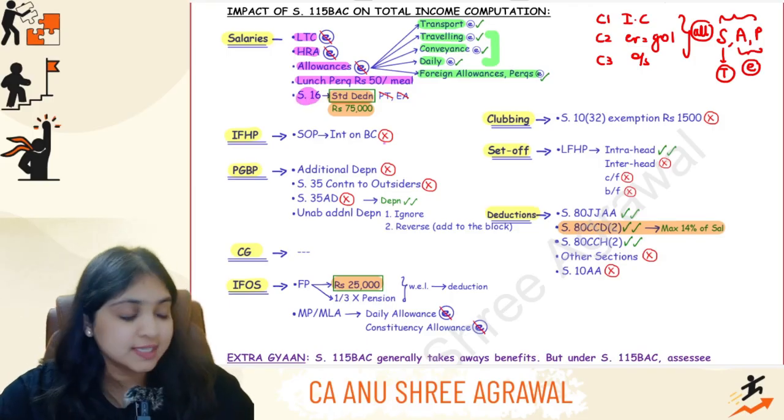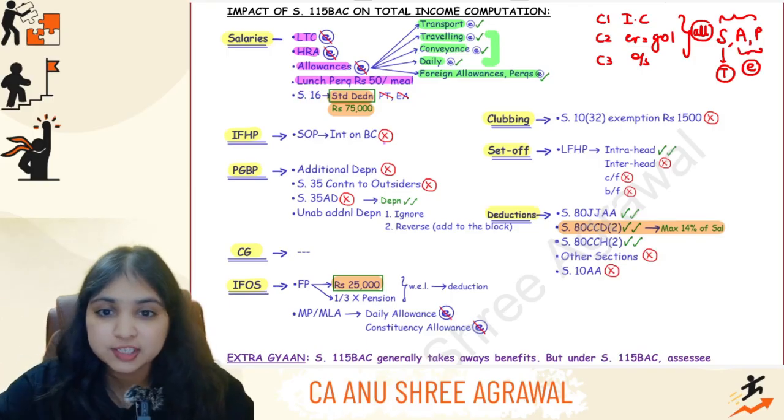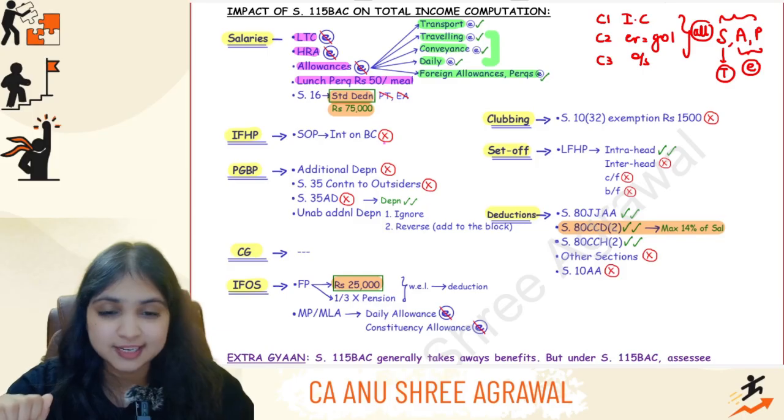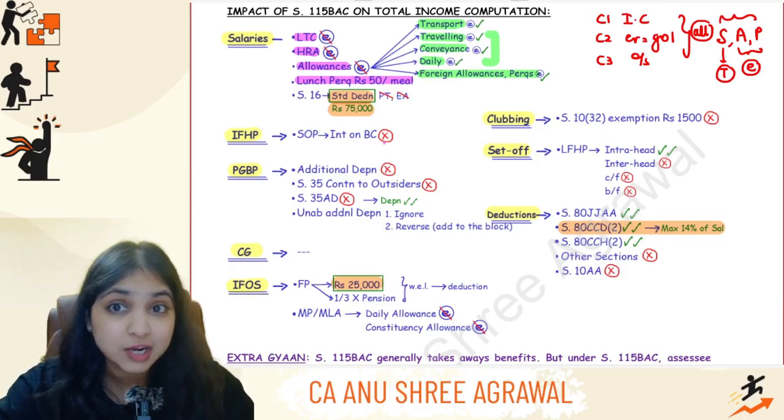Then under section 16, generally you get three deductions, guys. You get standard deduction, then professional tax. Whatever is the total professional tax paid, whether paid by employee, whether paid by employer, total professional tax paid, even that you get as a deduction under section 16. Then even entertainment allowance you get as a deduction under section 16 for government employees.